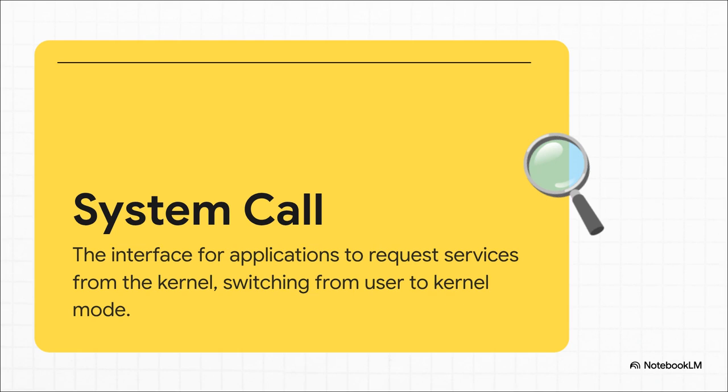And this formal request is called a system call. It is the only legitimate way for an application to cross that boundary into kernel space and ask for a privileged operation. Think of it like a citizen having to fill out a specific form to make a request from a government agency. There are strict procedures you have to follow.